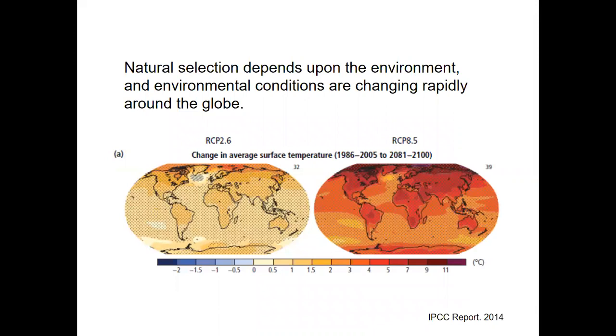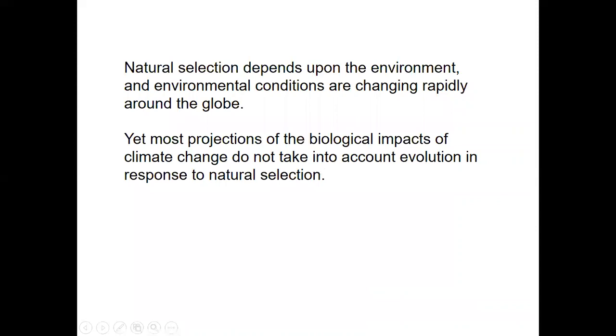We also know that natural selection depends upon the environment, and environmental conditions are changing rapidly around the globe. So this figure shows, for example, changes in average surface temperature from the 1980s to predicted levels at the end of this century. Yet most projections of the biological impacts of climate change do not take into account evolution in response to natural selection.